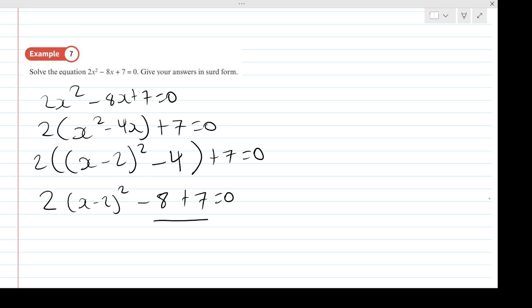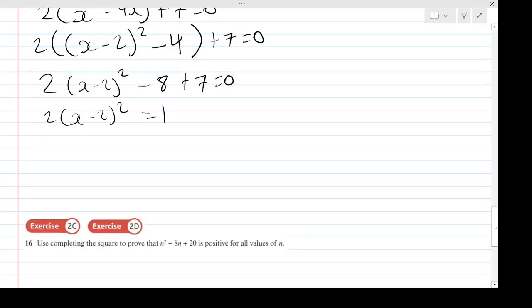Then if I simplify, I can add the numbers together. Then I'm going to have 2 lots of x minus 2 all squared. Well, minus 8 plus 7 is minus 1. But if that equals 0, then simply 2 lots of x minus 2 squared is going to equal 1 if we add 1 to both sides afterwards.